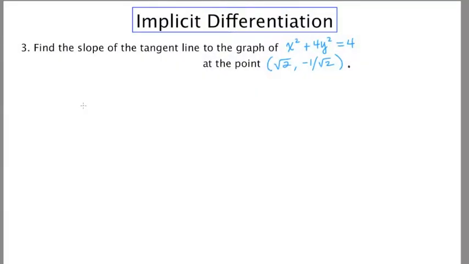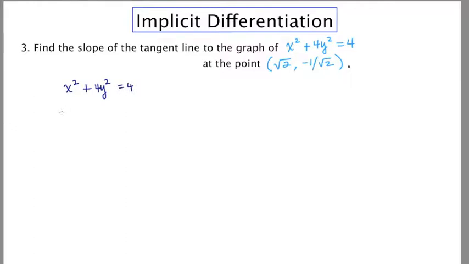Here's a very typical calculus question asking you to find the slope of the tangent line. But this time, in order to do that, we're going to need to implicitly differentiate. So the function that they give us is x squared plus 4y squared equals 4.